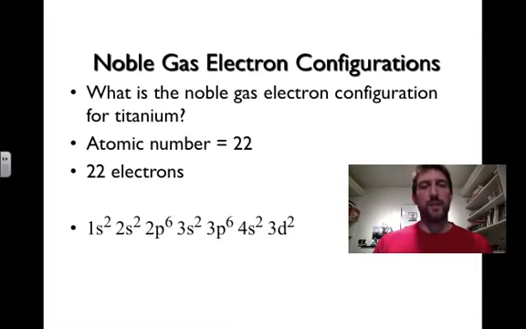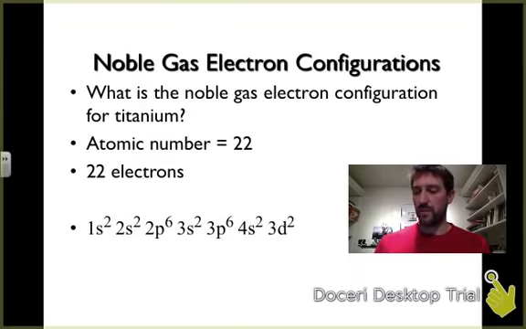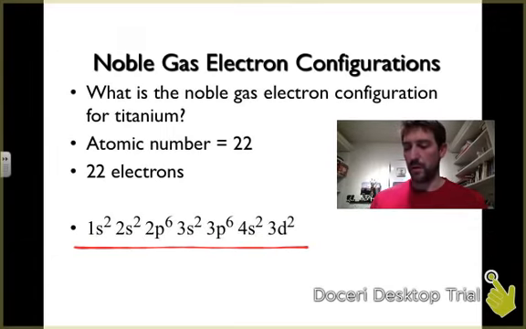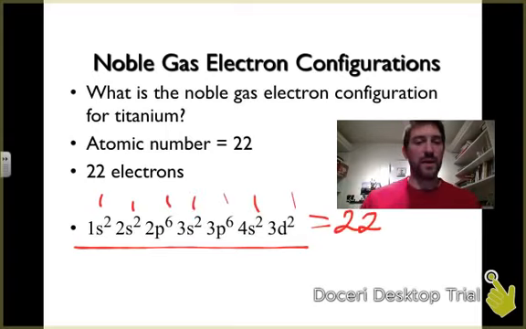So let's talk about titanium. If you viewed part 2 of this series of videos, looking at electron configuration, you know we looked at titanium and figured out what the electron configuration for titanium is, and this is what we came up with. Now if you totaled up all the electrons that you see here, it would add up to 22 electrons, and so that's how we worked our way through.